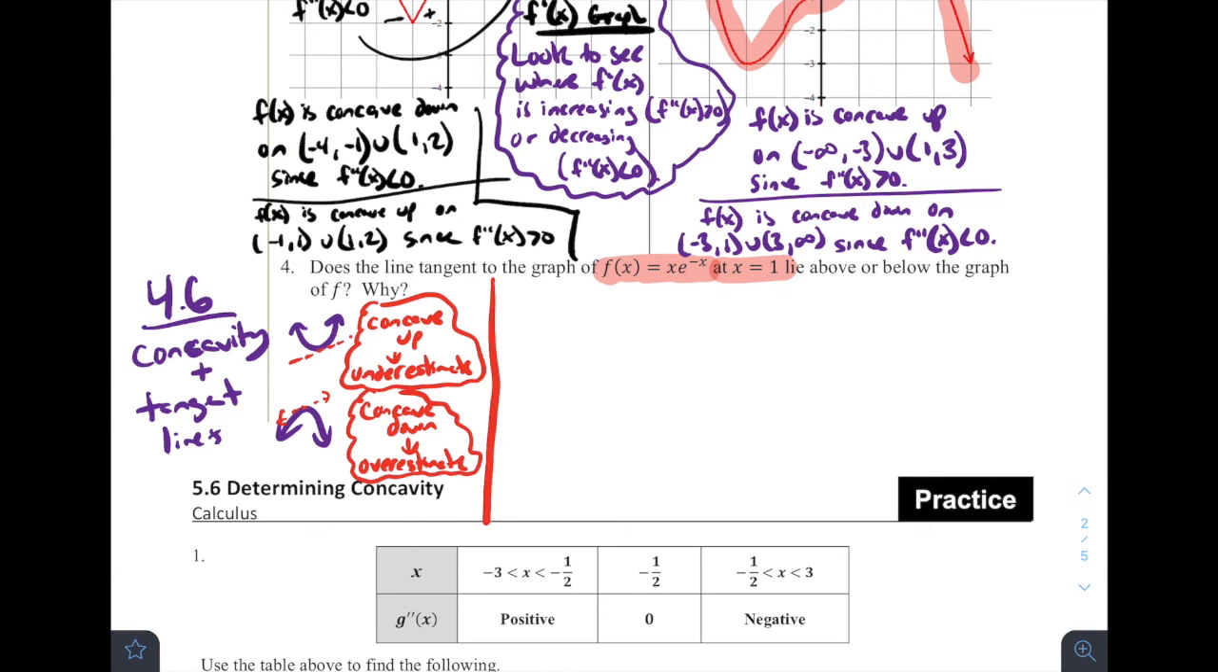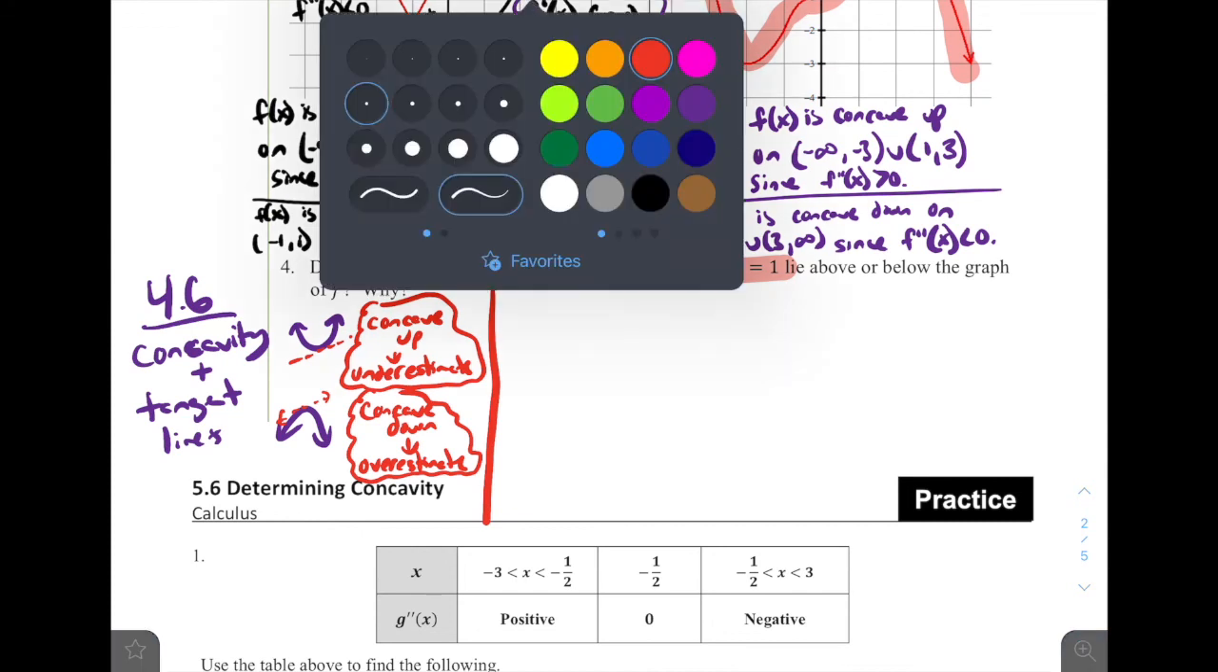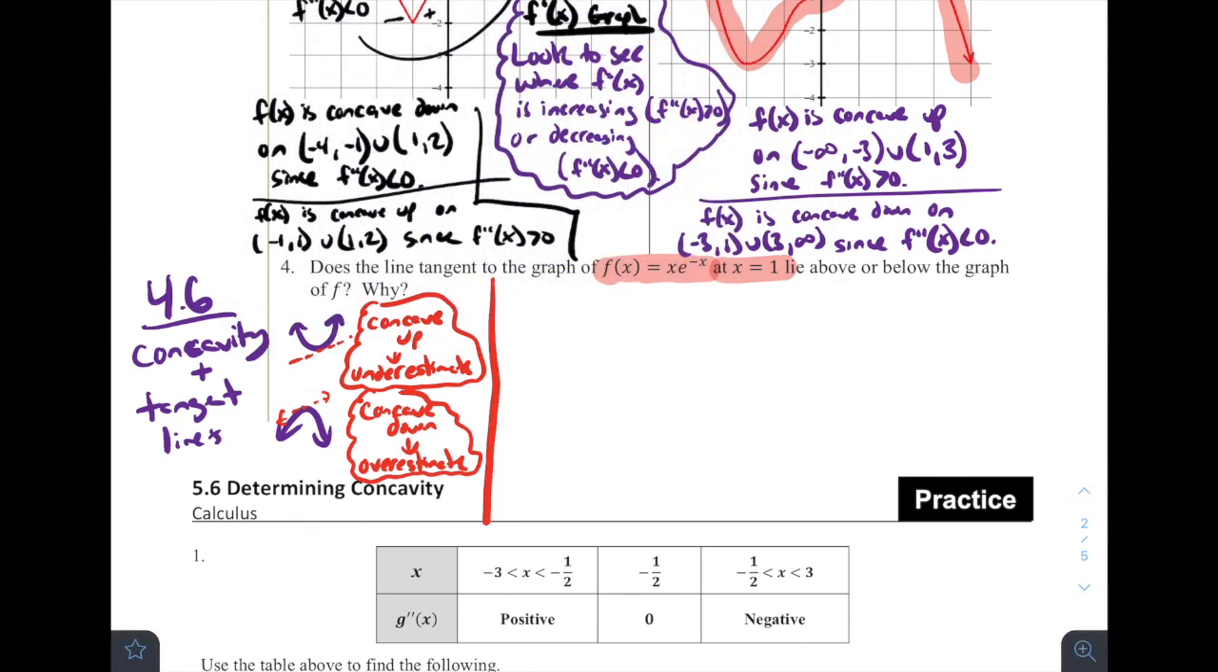If we're going to determine whether it's above or below, I need to know the concavity of this function. Back in 4.6, they told us the concavity, and here they're not, because now we know how to find the concavity, and that is by looking at the second derivative of the function. So what do we need to do here? We need to find the first derivative first. I'm seeing x times e to the negative x, so I have to use my product rule. This is 1 times e to the negative x plus x times e to the negative x times negative 1. So a mixture of the product rule and the chain rule.